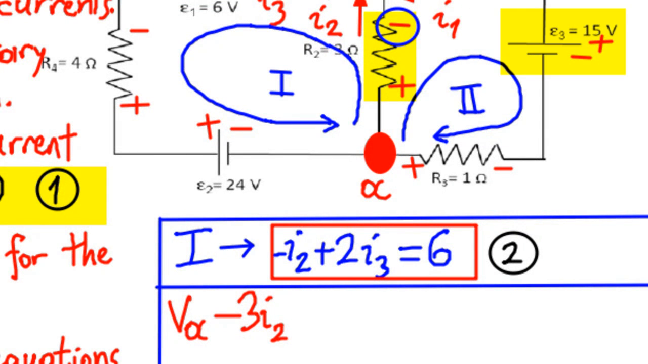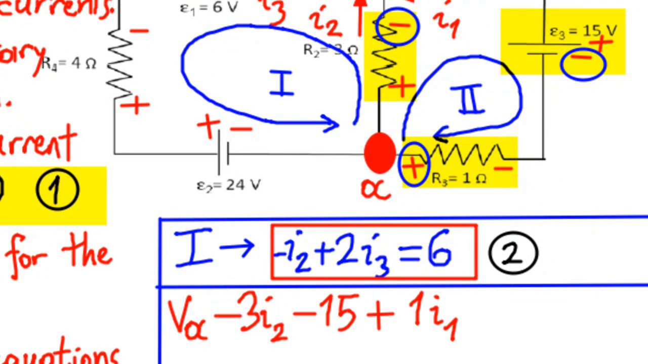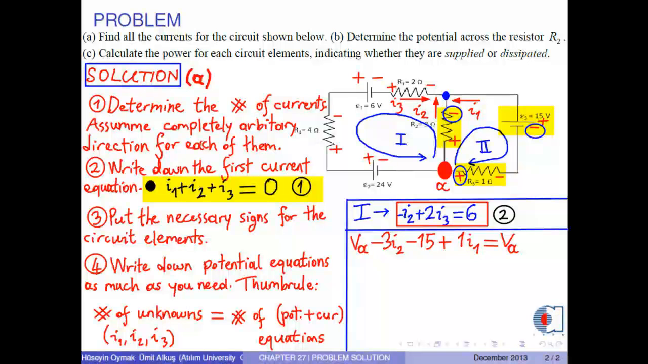For battery 3, we take the lower sign, which is negative, then the voltage is 15 volts. For resistor R3, we take the leftmost sign, which is positive, and calculate the voltage as 1 times I1. And finally, we reach potential at point A. VAs on both sides cancel each other. As a result, we obtain the equation negative 3I2 plus I1 equals 15. And we call this equation 3.